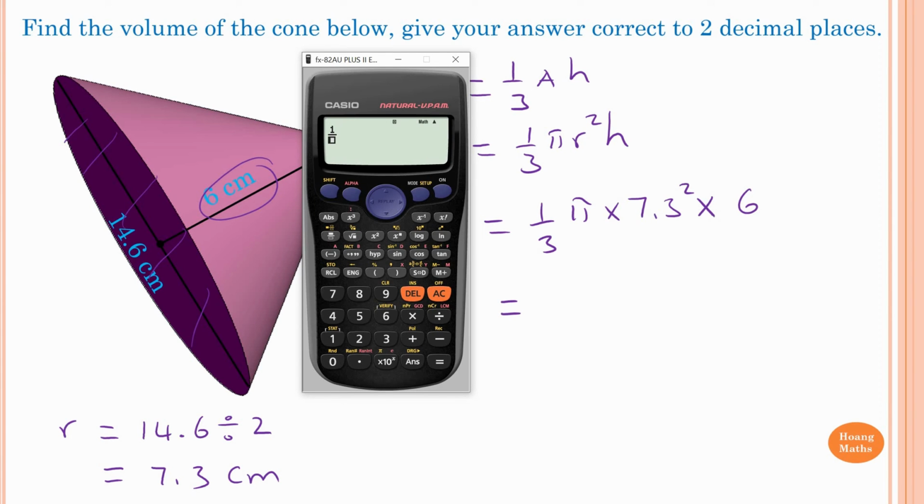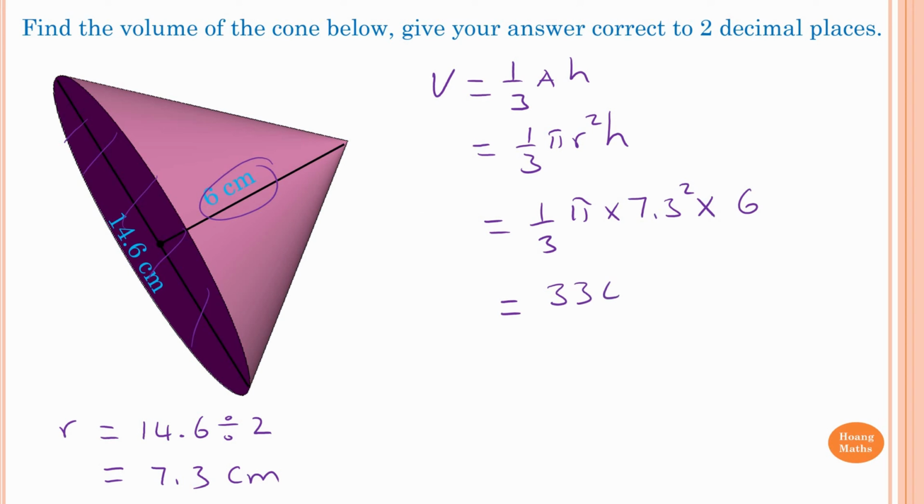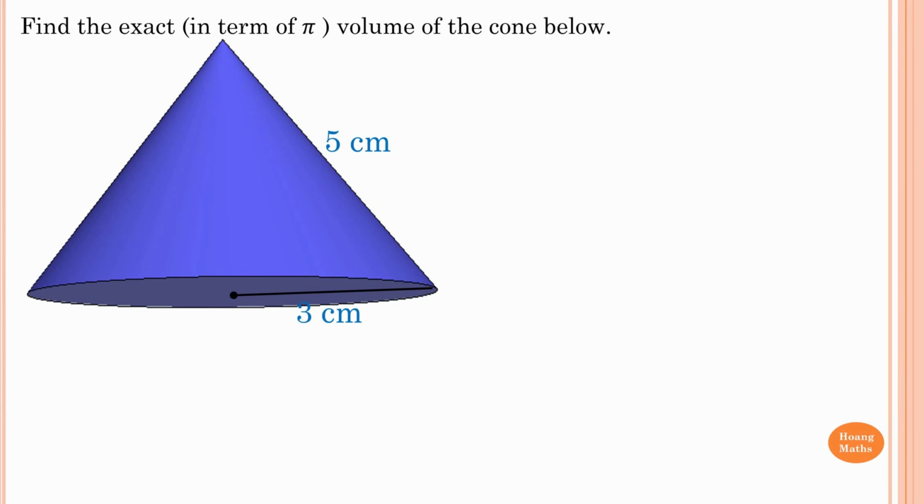So 1 over 3 times by pi times 7.3 square times 6. The answer is 334.83 because after 3 is 0, so 0.83. So 334.83. And please do not forget the units, which is cubic centimeters. Please stop the video and try this one yourself.